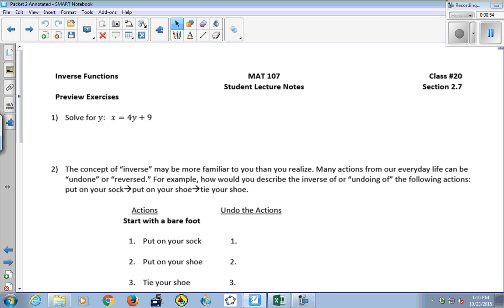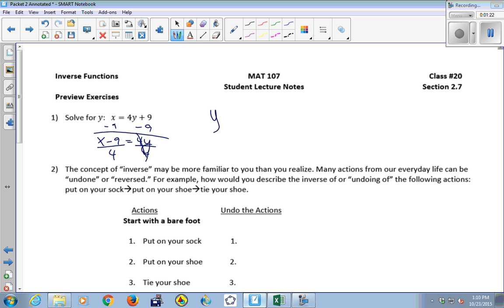Okay, so let's go over the preview exercises together. If I want to solve for y in terms of x, so I want to have y equals some stuff with x's in it, what do I do first? Subtract 9. Right, so I've got x minus 9 equals 4y. Then what do I do? Yep, divide by 4. I want to have y by itself, so I divide by 4. Those 4's cancel. And you get y is x minus 9 over 4. Good. Equals y is the same thing.